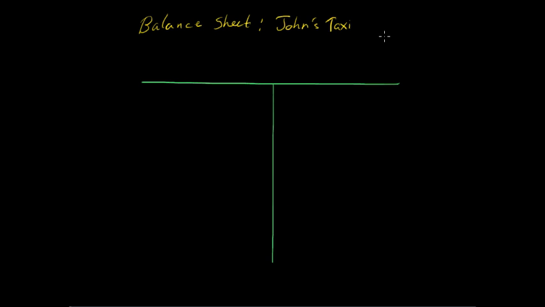Now let's take an example. Let's take the example of the balance sheet for John's taxi service. So here we see that we've marked this balance sheet John's taxi service. Again, this is for just a moment in time, and so we are going to put the date. Typically in a balance sheet, this would be the end of a period or the end of a month. So we'll say that this is the balance sheet for June 30, 2012.